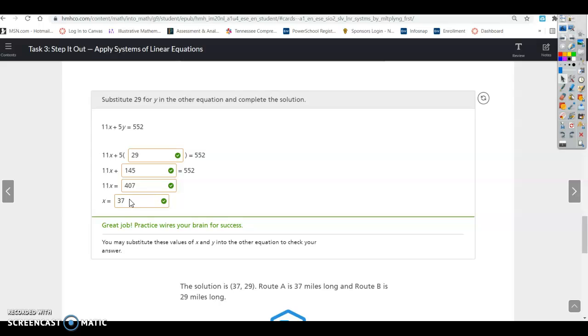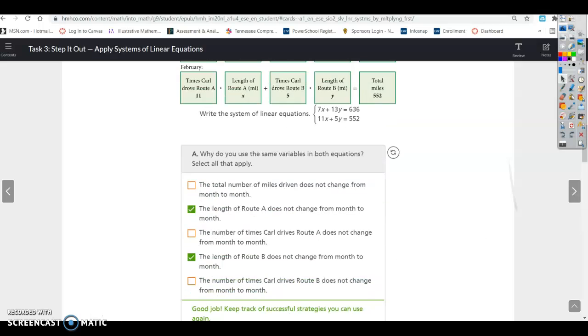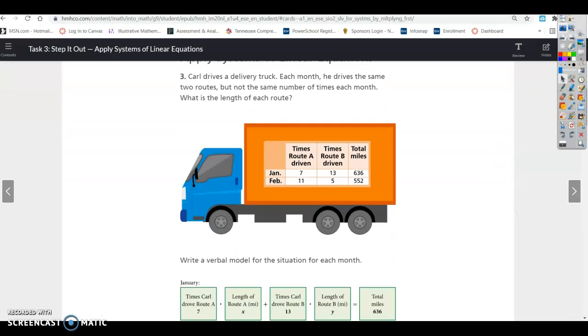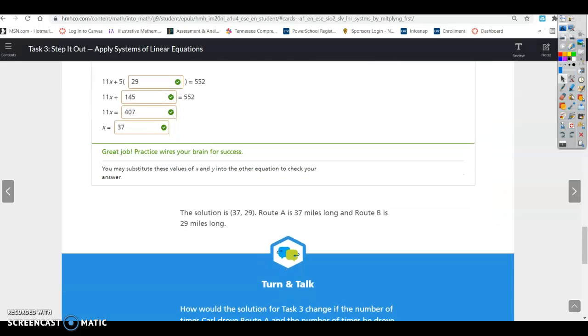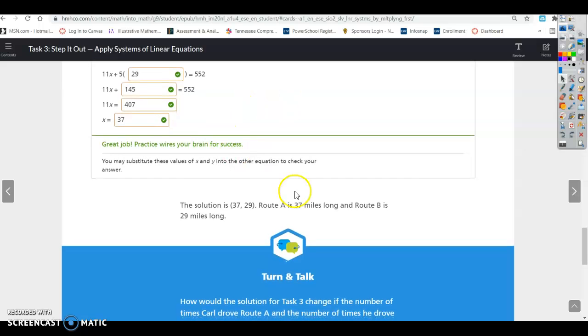All right, so that means the solution is (37, 29). So that means route A is 37 miles long and route B is 29 miles long. Okay, so that answers the question that we started with up here. What is the length of each route? Okay, the length of each route is route A 37, route B is 29 miles.